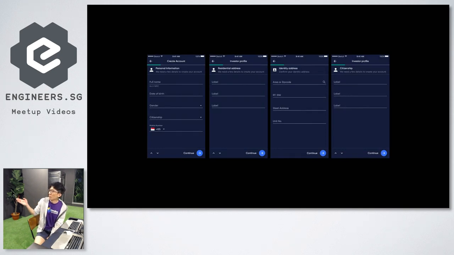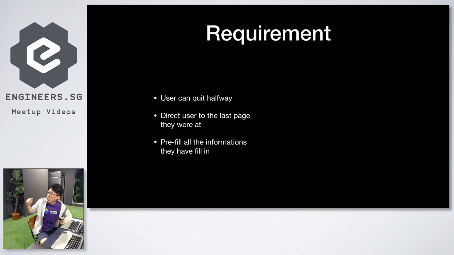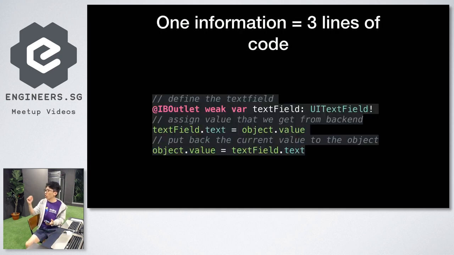So these are a few of our registration UI. This one is just a few of the screens, right? If I'm not wrong, we have like 32 of them. But don't worry, when you register with us, we just gonna show you a few screens. The 32 screens is just across all of the countries. So let's see the requirement, right? User can quit halfway, direct users to the last page they had, prefill all of the information they have filled in. So this is the code that you have to have when you want to collect one piece of information.